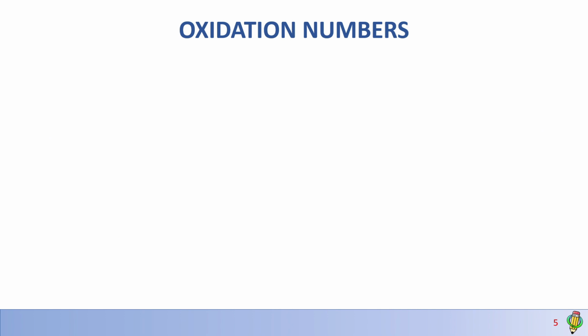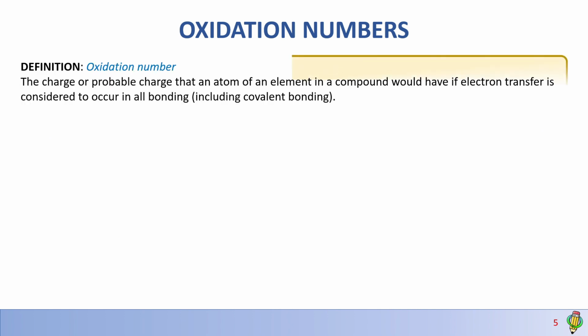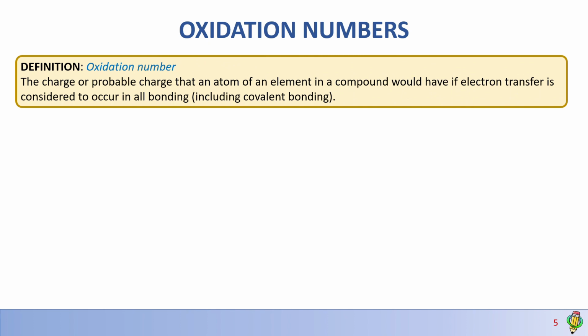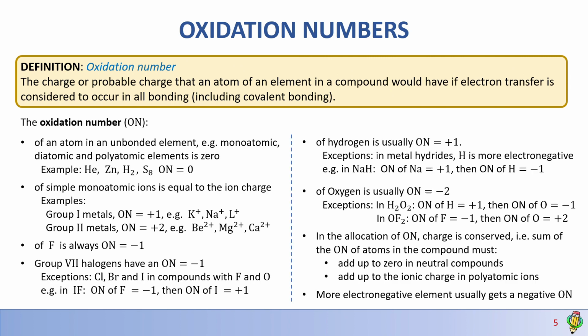Let's talk about oxidation numbers. Oxidation number is defined as the charge or the probable charge that an atom of an element in a compound will have if electron transfer is considered to occur in all bonding, including covalent bonding. Here we'll discuss the rules of assigning oxidation numbers. These were done in grade 11, so I won't go into much detail on them. I'll only discuss a few which are going to be very important in this chapter. The first one says the oxidation number of an atom in an unbonded element is 0. If it is a pure element, then the oxidation number is 0.